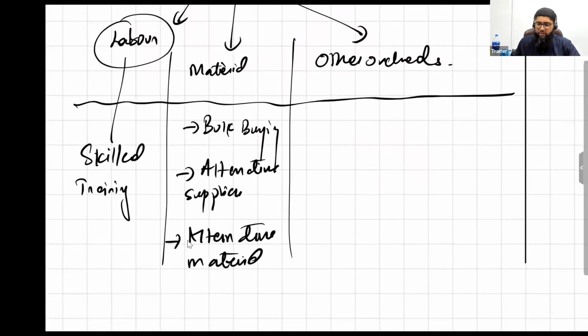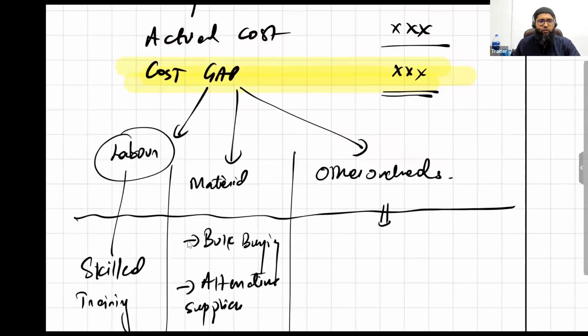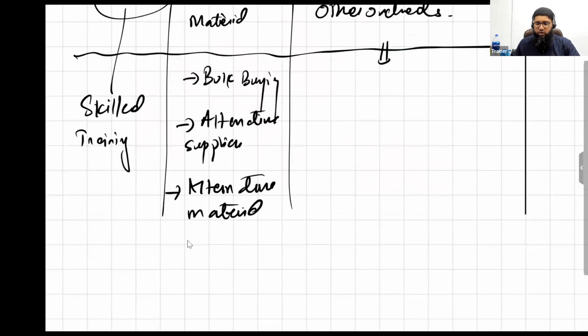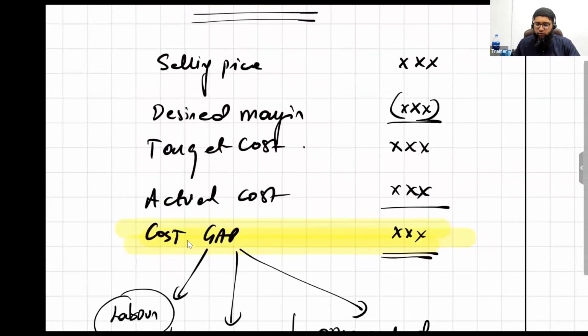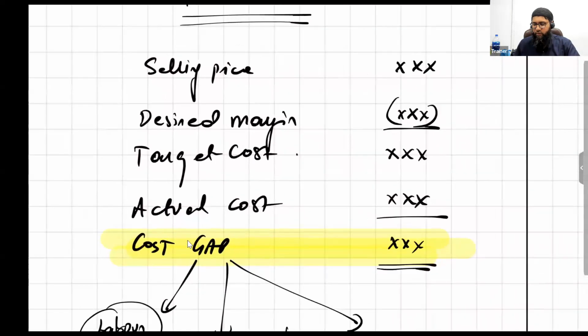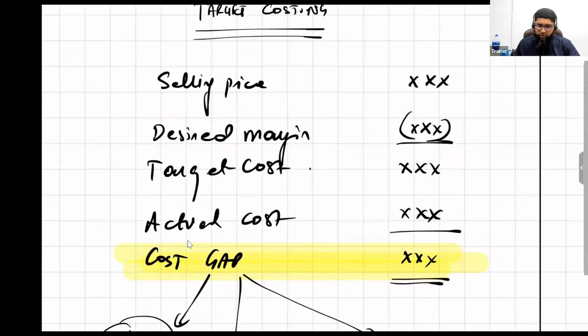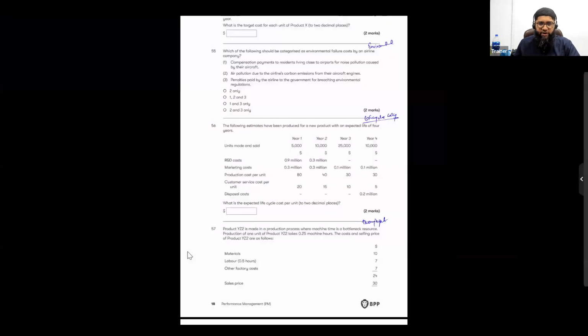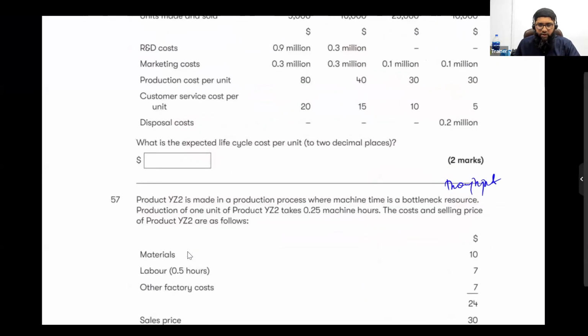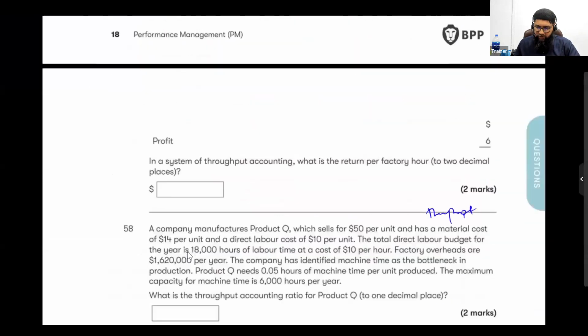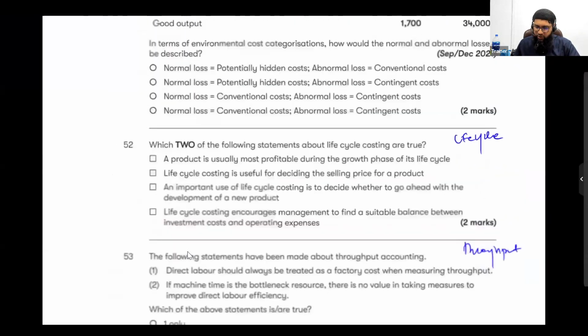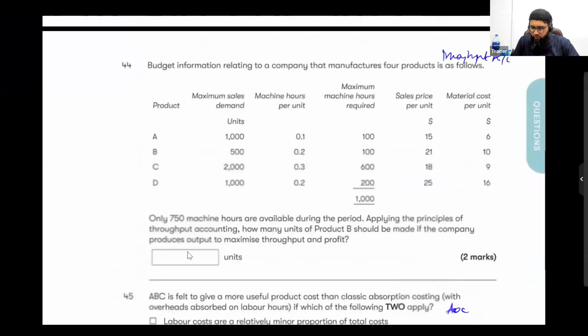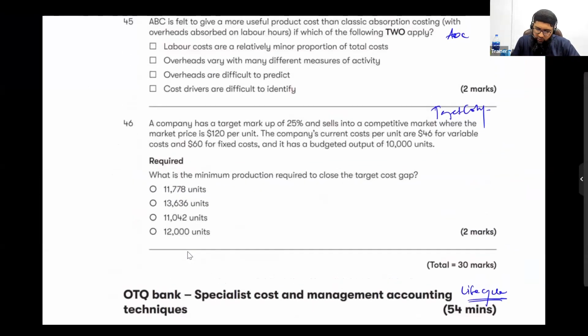The next one is other overheads. All of this could be reduced, so you could try to eliminate the cost gap using all this. Whenever we talk about target costing, this is the approach that we adopt. I'm going to do some questions on target costing so that you have an idea of how target costing is implemented or applicable within any organization. So let's do some questions on target costing.